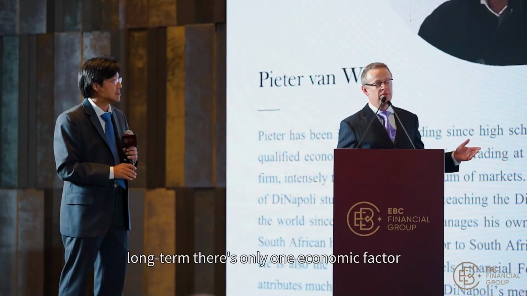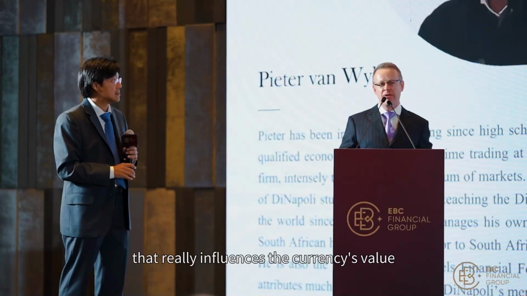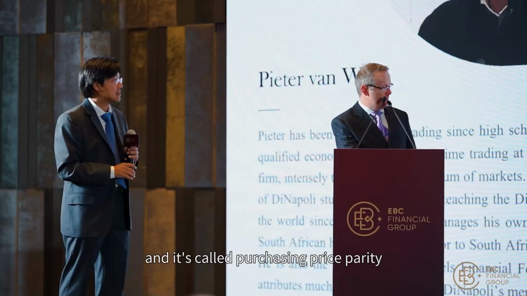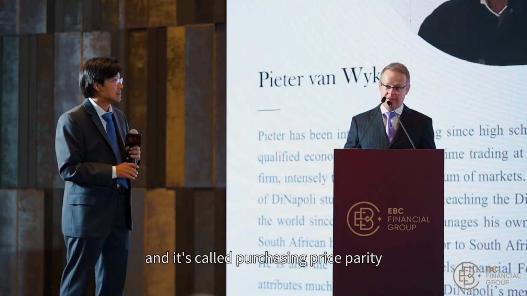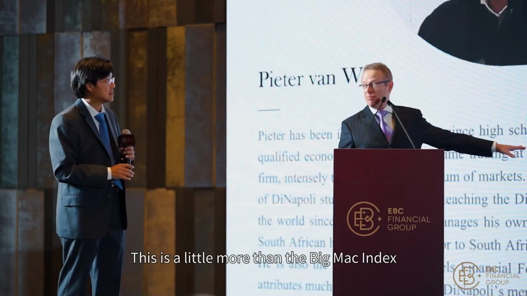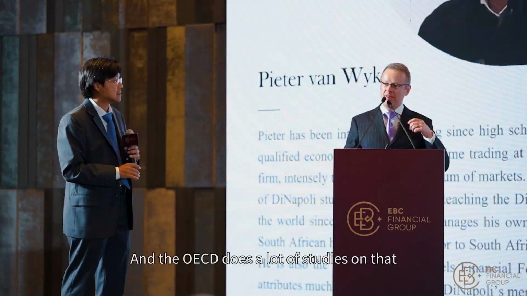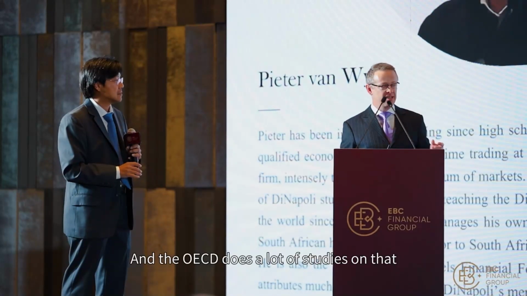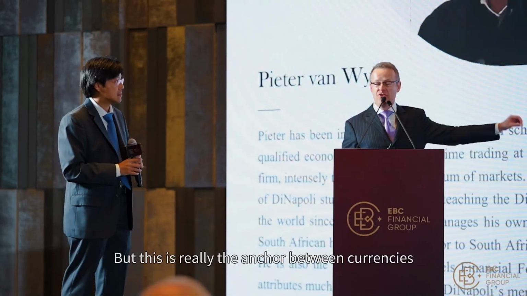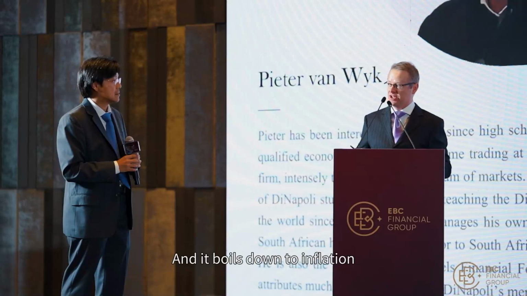Long term, there's only one economic factor that really influences a currency's value, and there's a lot of Federal Reserve studies on that, and it's called purchasing price parity. Now, some of you might have heard about the Big Mac Index. This is a little bit more than the Big Mac Index. It's a real basket of real things, and the OECD does a lot of studies on that, so I'm going to try and break this down, but this is really the anchor between currencies, and it boils down to inflation.